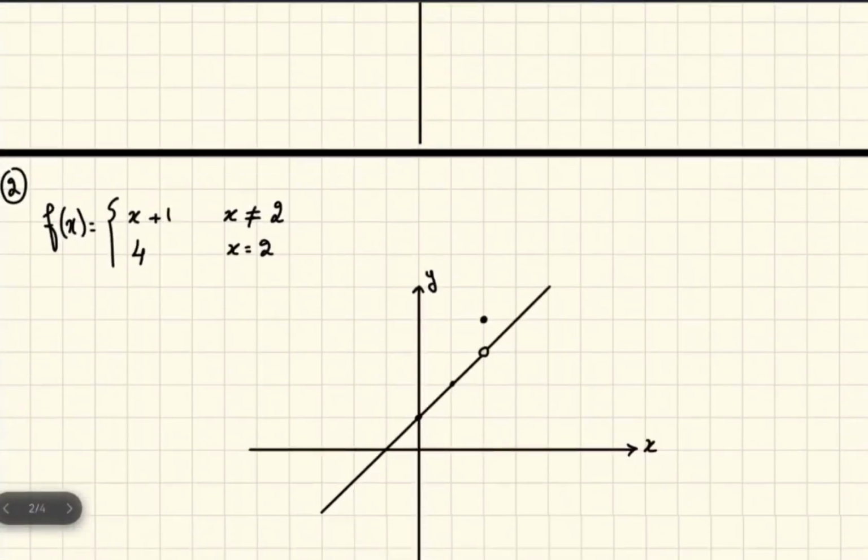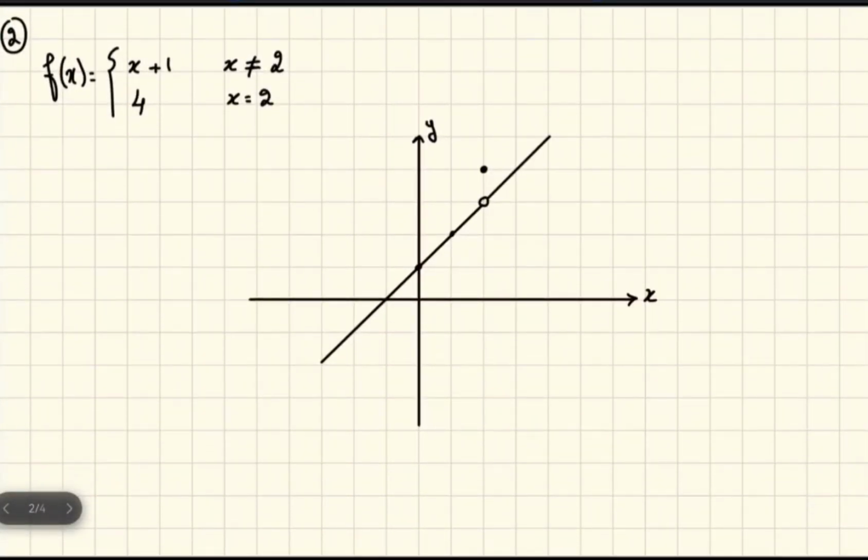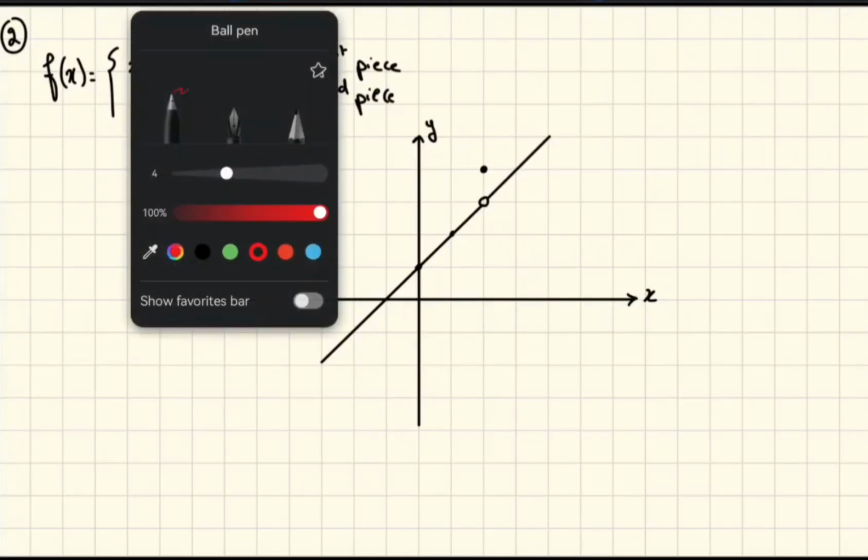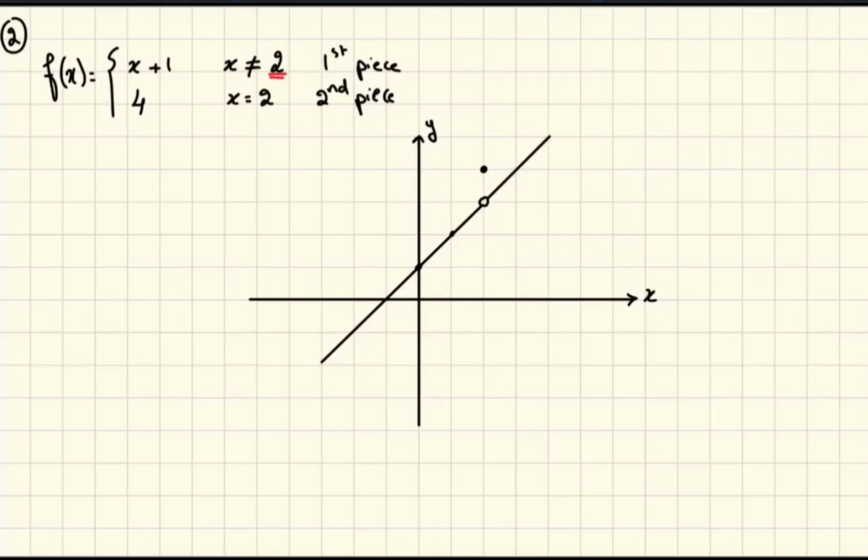Now, let's look at this question. You're given a piecewise function. This is called a piecewise function because it has two pieces. The first piece, the second piece. So that's why we call it a piecewise function. Usually when they ask about a limit in this kind of question, they ask you about the value you see there. They can ask about a different one, but usually they ask about this.